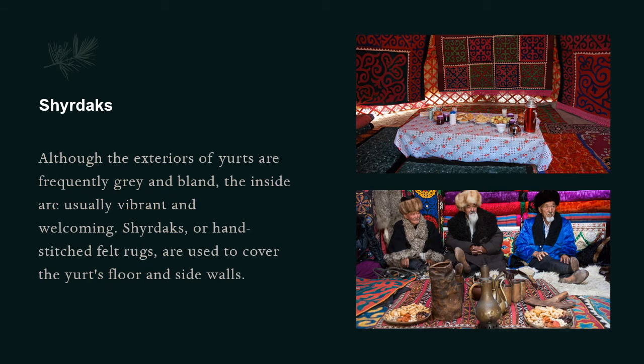Although they look pretty plain from the outside, they are actually very vibrant and welcoming from the inside. They have hand-stitched felt rugs that cover the yurt floor and sidewall, as you can see in these pictures here. Looks pretty cozy, right?